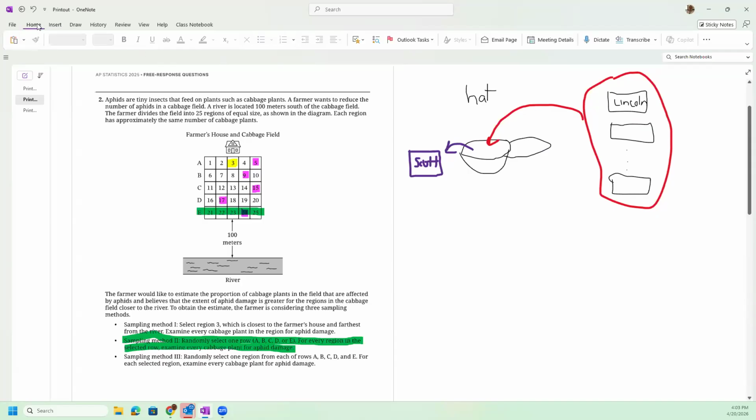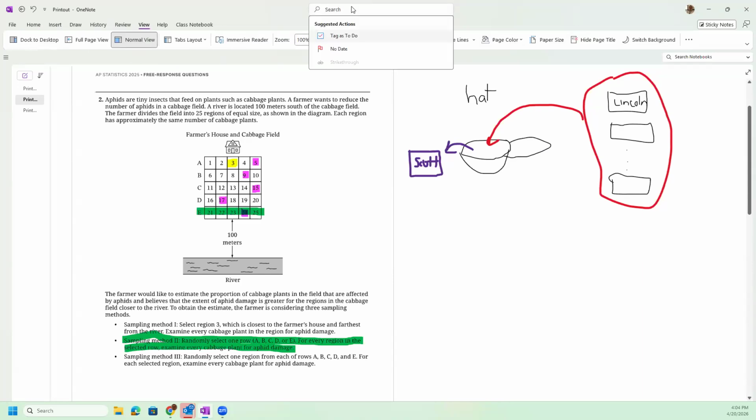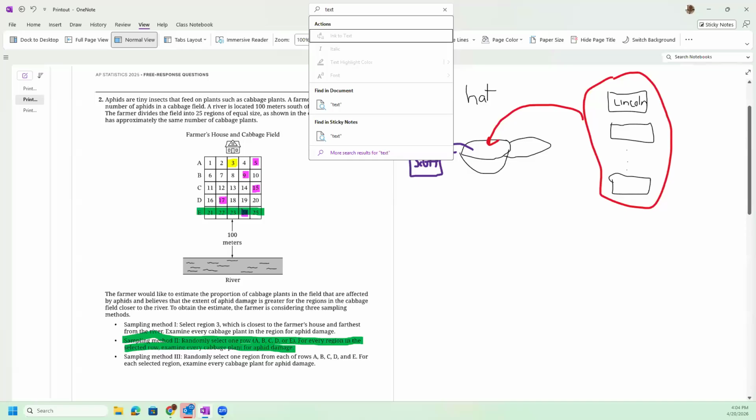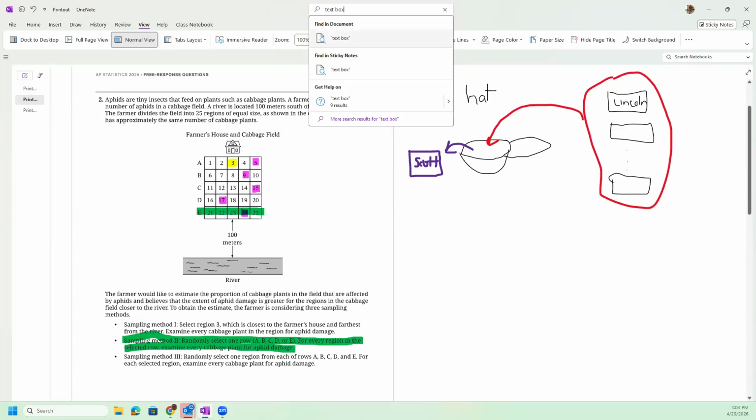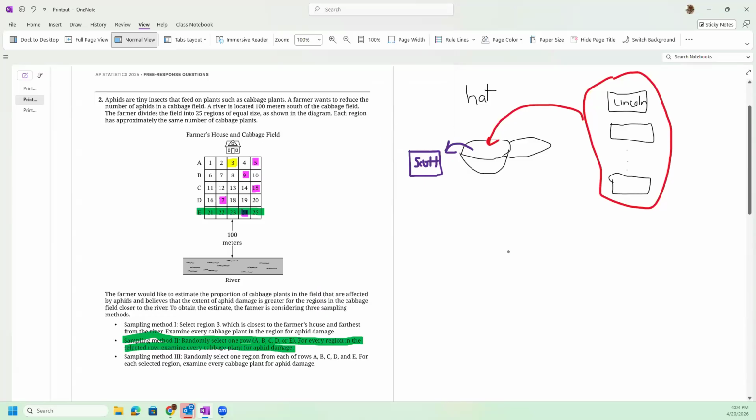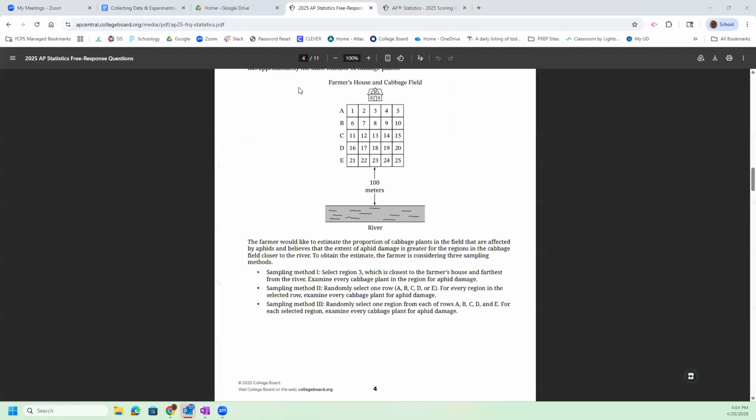And the way that the big hat method works is, I'm just trying to find something real quick. Where is the text box? Give me a sec. Do we have a text box anywhere? Doesn't look like it. Okay, so I'm just going to type it out. This will be a little bit easier if I just type it out.